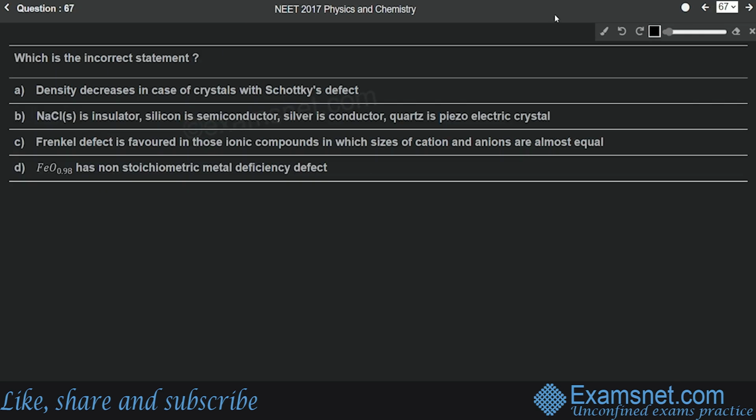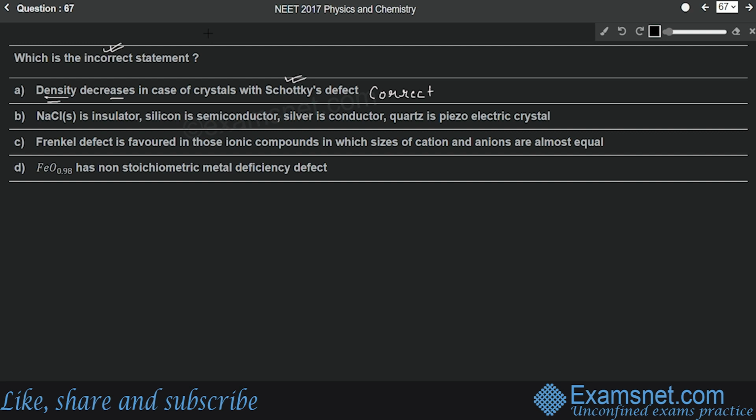Question number 67 is from solid state, and the question is, which is the incorrect statement? Okay, so again we have to find the incorrect one. The first statement says density decreases in case of crystals with Schottky defect. So this is a correct statement.